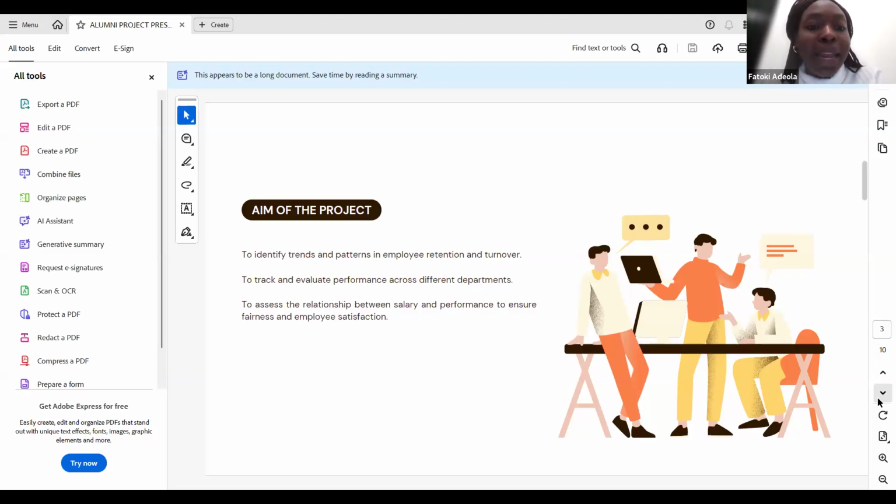Then also to track and evaluate performance across different departments to assess the relationship between salary and performance. So let's say I'm working well, then I need to earn well. I can't work well and, at the end of the day, be underpaid. That's not good. So as we dig deep into this data, we'll see what's happening with the organization.